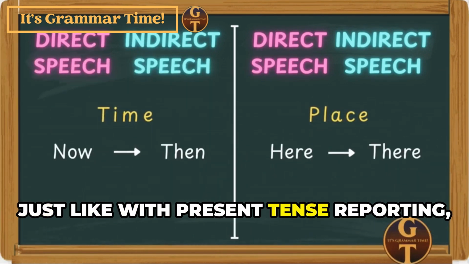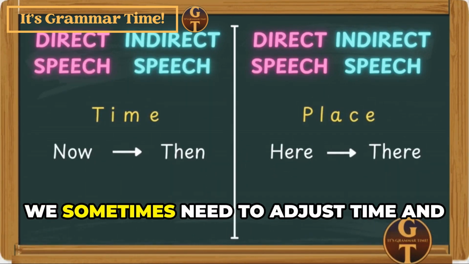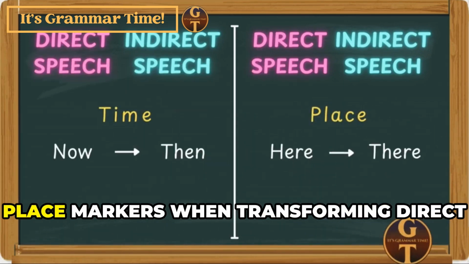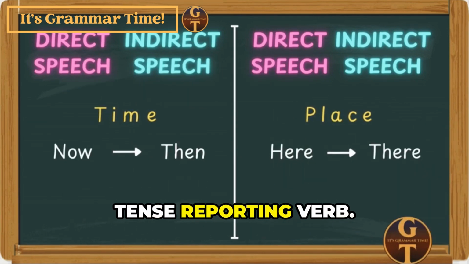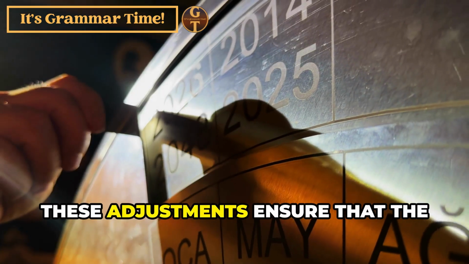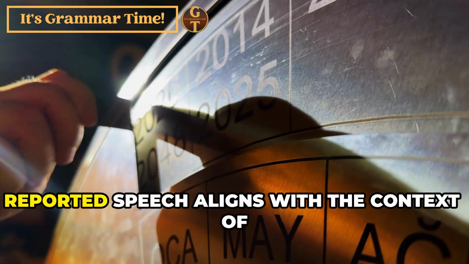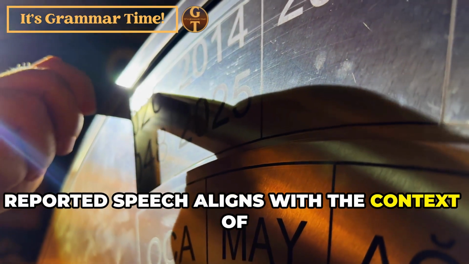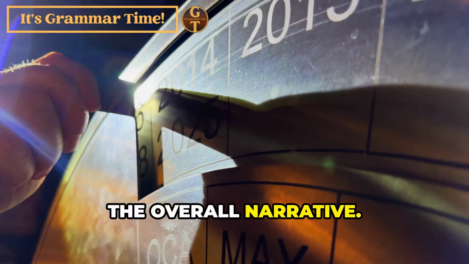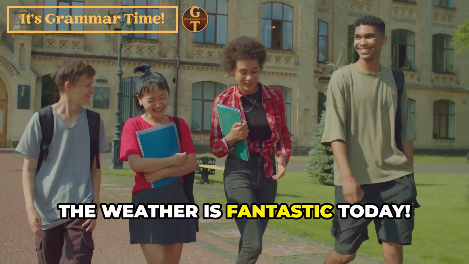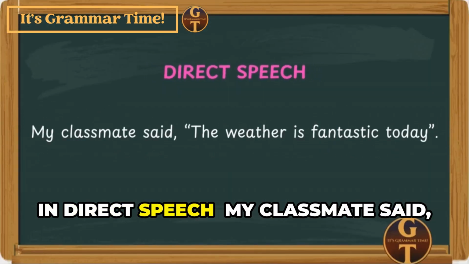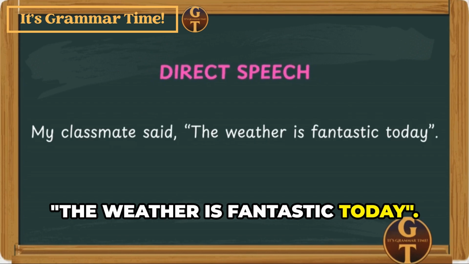Just like with present tense reporting, we sometimes need to adjust time and place markers when transforming direct speech into indirect speech with a past tense reporting verb. These adjustments ensure that the reported speech aligns with the context of the overall narrative. Let's say your classmate remarked yesterday, "The weather is fantastic today." In direct speech, my classmate said, "The weather is fantastic today."